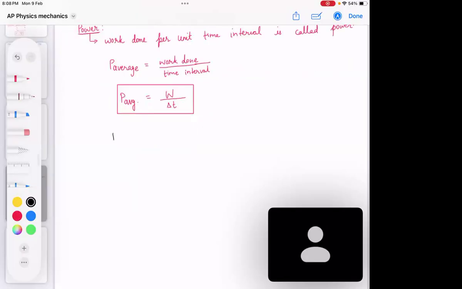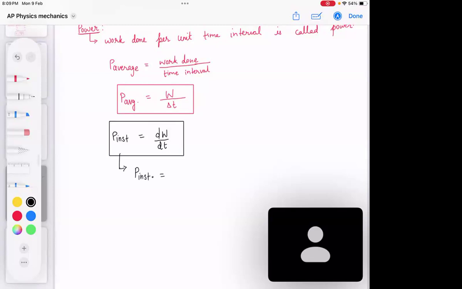Instantaneous power means that if the interval is small, then in that small interval of time, whatever work is done, that is called the instantaneous power. So we can write: a small time interval dt is there, and in that small time interval dt, dW amount of work has been done. So the instantaneous power we can write as dW by dt. There is one more way you can write the power.